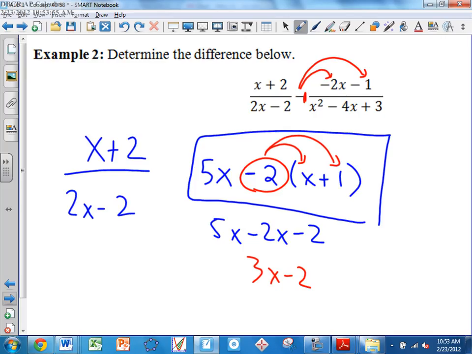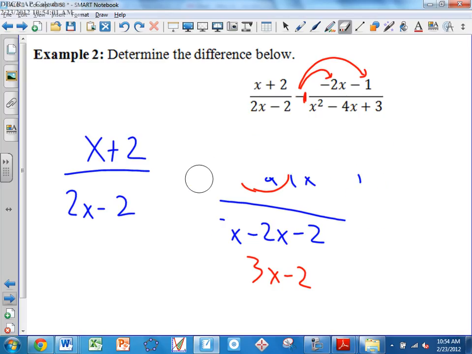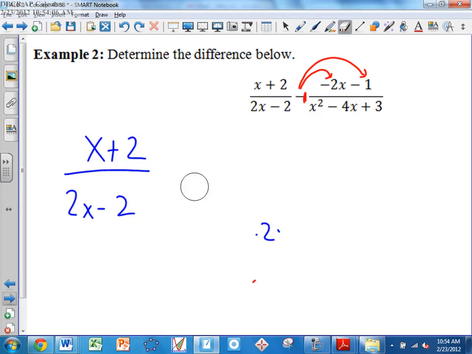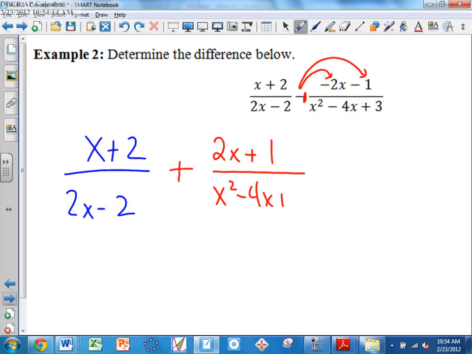Again. So when you're doing this problem, when you rewrite this line, this line doesn't really matter here. All you're going to do is change the numerator sign, not the denominator. Everybody clear on that? Make that a plus. Make that a 2x plus 1 over x squared minus 4x plus 3.